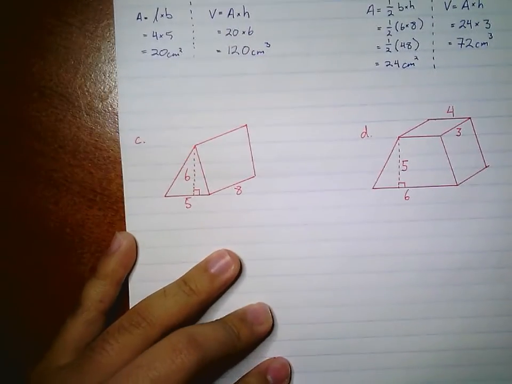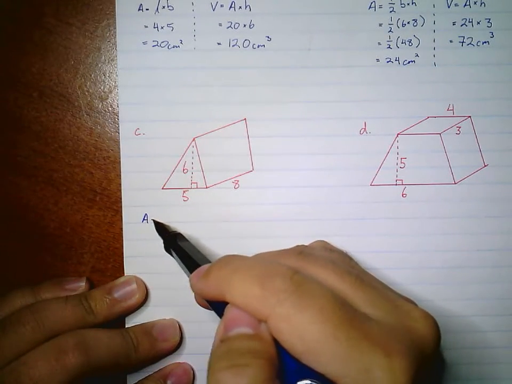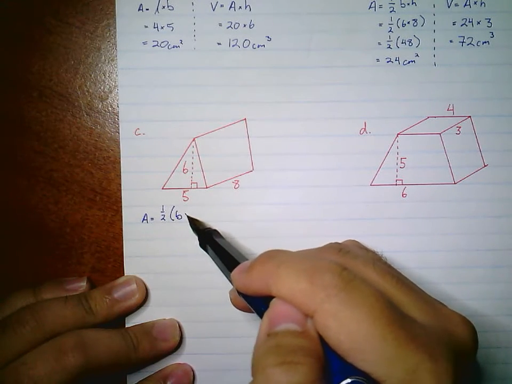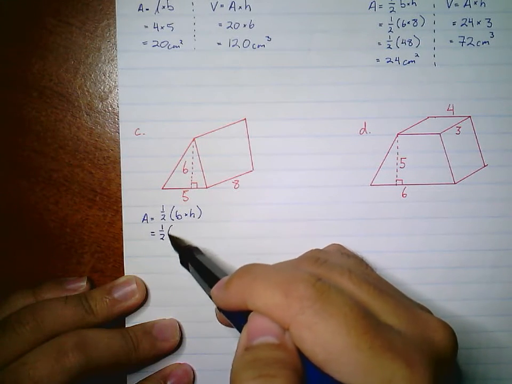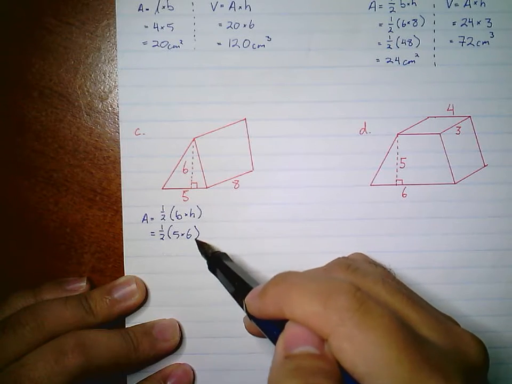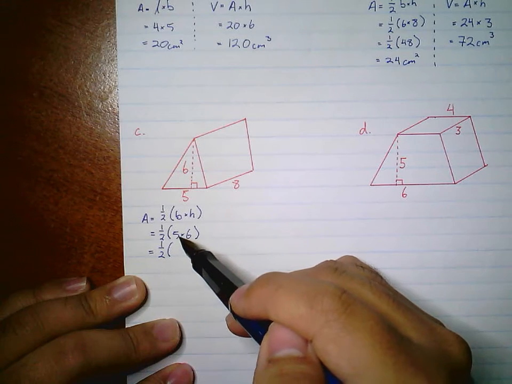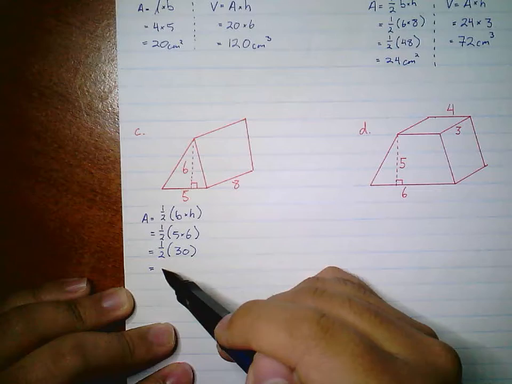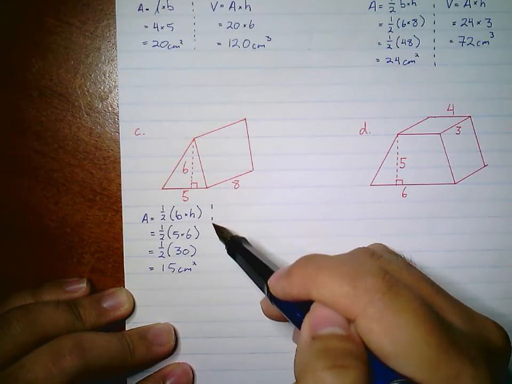Moving right along. Once again, we have a triangle. So we need to first calculate the area of that triangular face, which is half base times height. The base is 5 and the height is 6, which means we have to calculate half of 5 times 6, which is 30. Half of 30 is 15 centimeter squared.